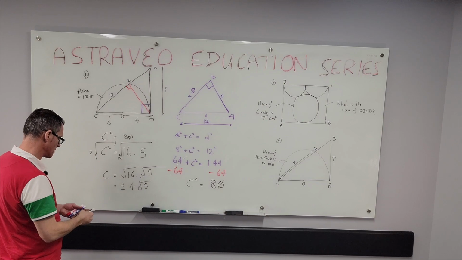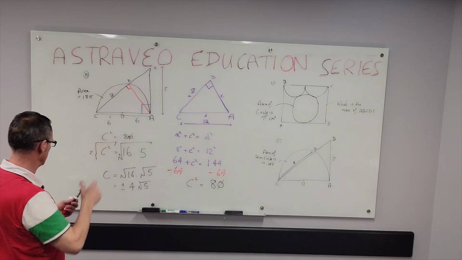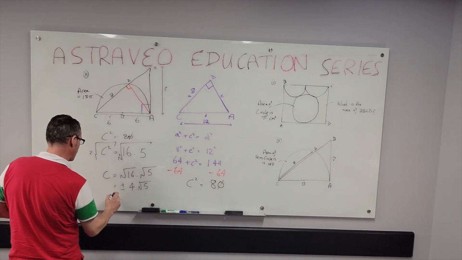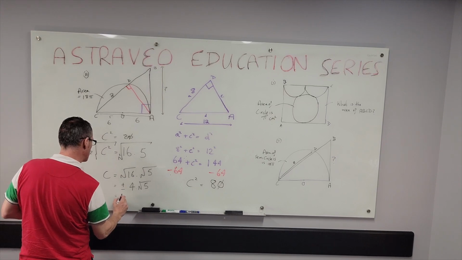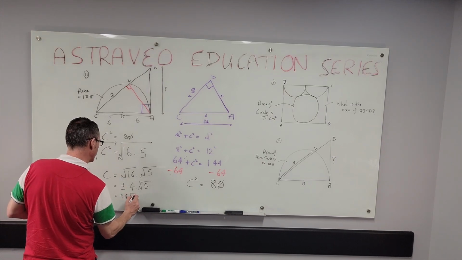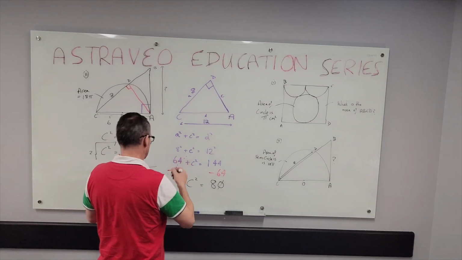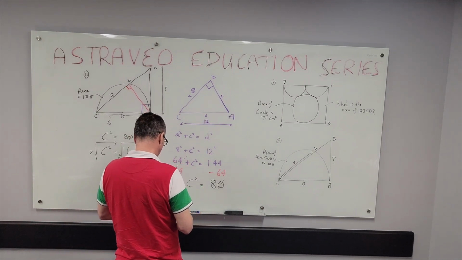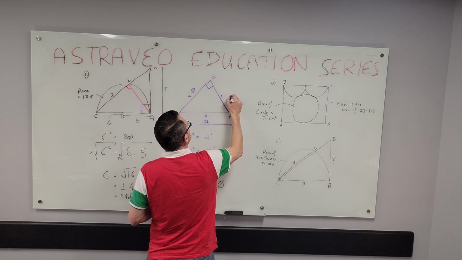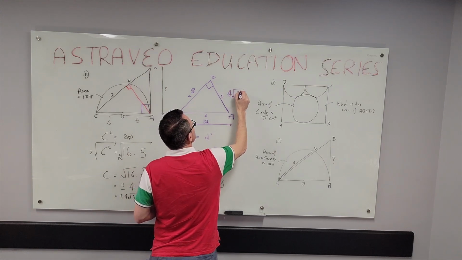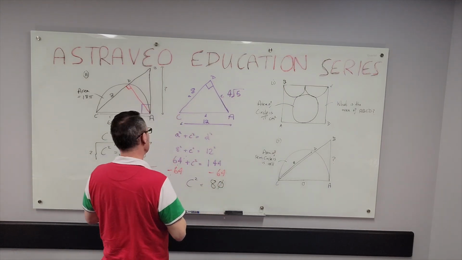Again, negative distances, of course, don't exist in the real world, certainly not on my whiteboard. And so we have our answer as plus 4 root 5. Again, we have no units, so we don't know them. So I am going to write that in. I think we are getting pretty close to the answer. All right, so we're in business.